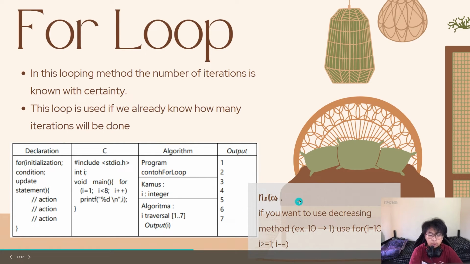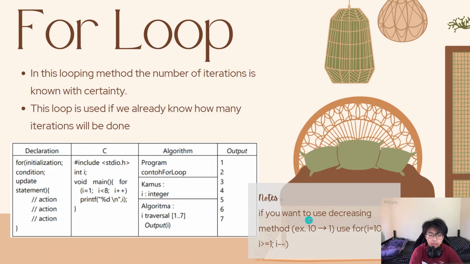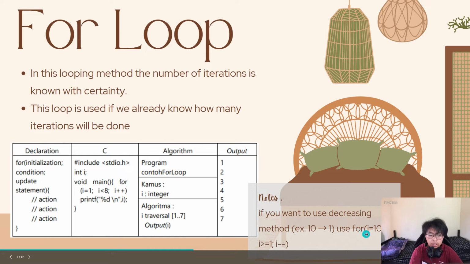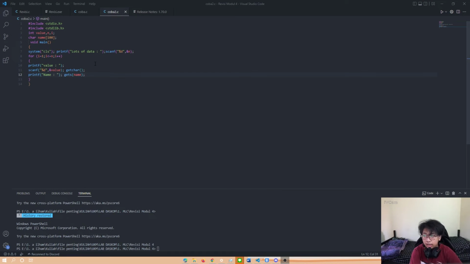And note, if you want to use a decreasing method, for example to display the numbers 10 to 1, use initialization value 10, the condition is I is more than or equal to 1, and the update statement is post decrement, which is I minus minus. Okay, next I will show you an example of a for loop program that is used to input a lot of data.